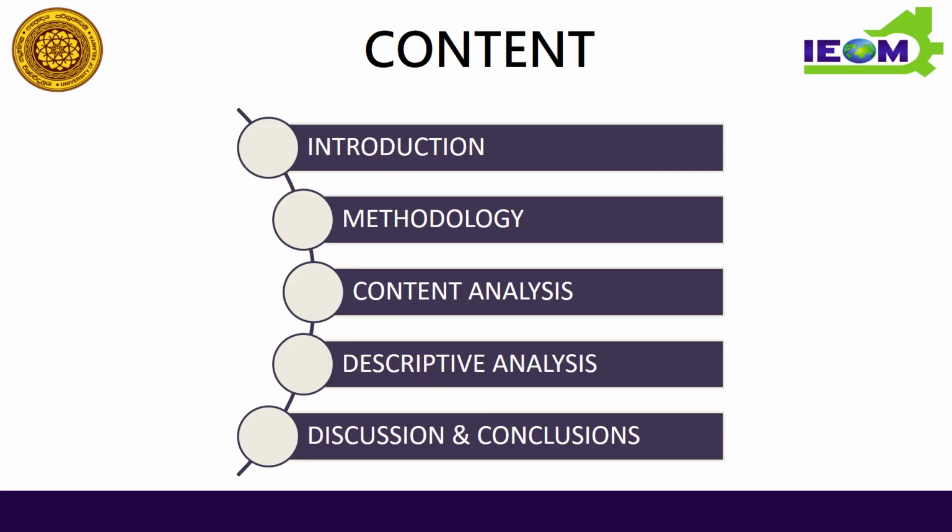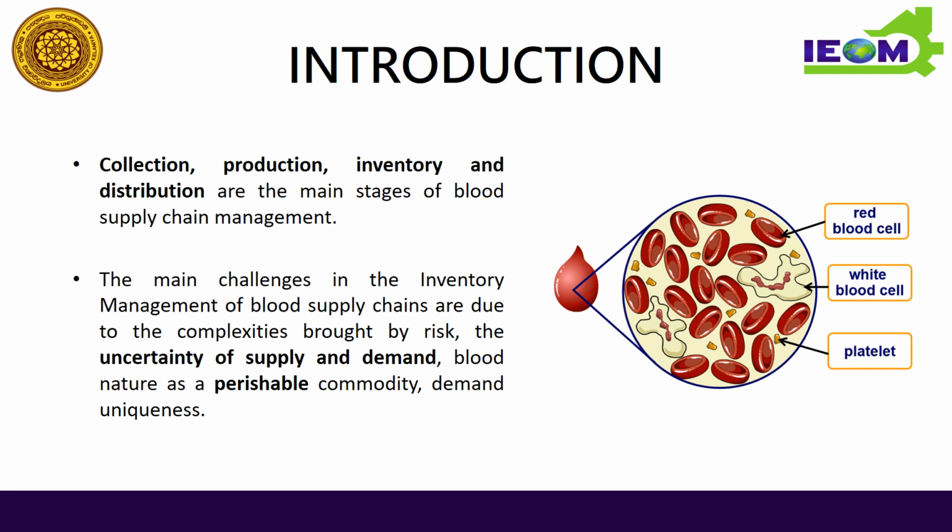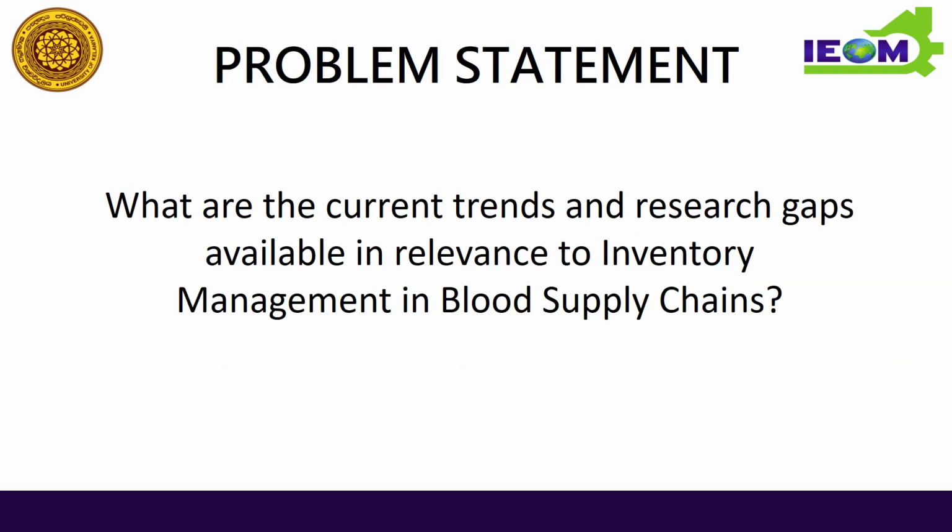This presentation has five main subsections: introduction, methodology, content analysis, descriptive analysis, and finally the discussion and the conclusions. Collection, production, inventory, and distribution are the four main stages in blood supply chain management. In blood inventory management, the complexities are brought mainly by highly uncertain demand and supply, and blood being a perishable commodity.